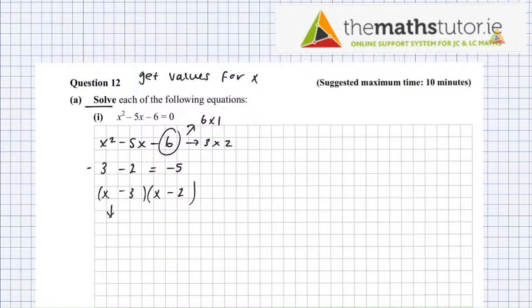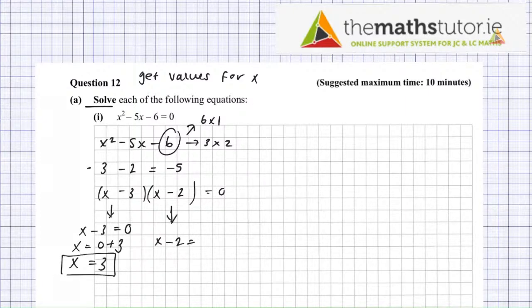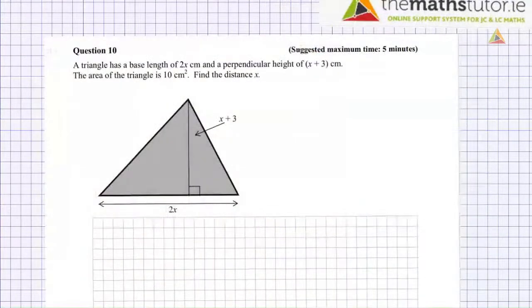So we're going to let them both equal 0 because that's what you're told at the start. So x minus 3 equals 0, so x is equal to 0 plus 3. Therefore x is equal to 3. So that's one solution. And then the other solution: x minus 2 equals 0, so x is equal to 0 plus 2. Therefore x is 2, and that's your other solution. So now you have it solved because you have two values for x, which is what you were asked for in the first place. I pulled this from the 2015 higher level paper.